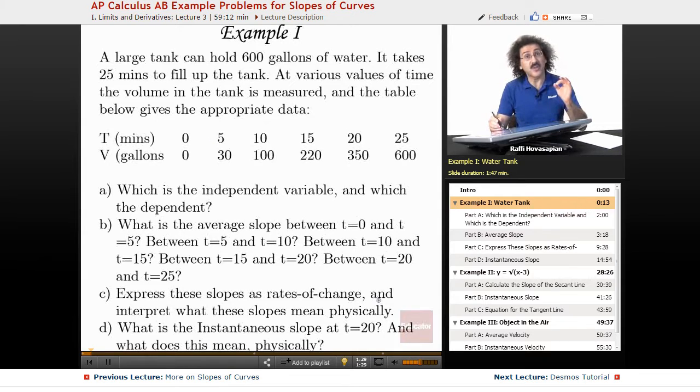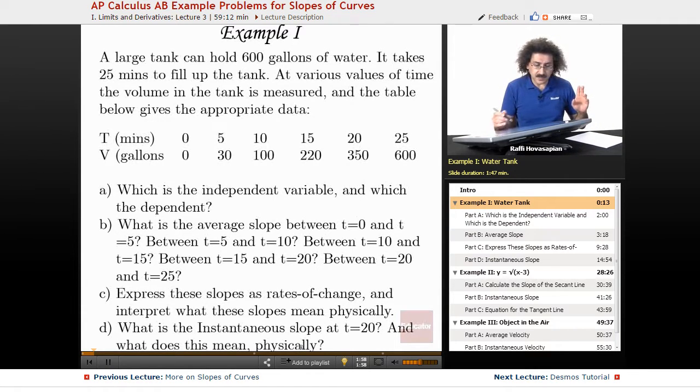Express these slopes as rates of change and interpret what these mean physically. And D, what is the instantaneous slope at t = 20? In other words, exactly when the clock hits 20 minutes, what's the instantaneous slope? Not average. We can find an average between 10 and 15, or 15 and 20, or between 20 and 25. We want the instantaneous at 20. And what does this mean physically? Okay, let's go ahead and get started.